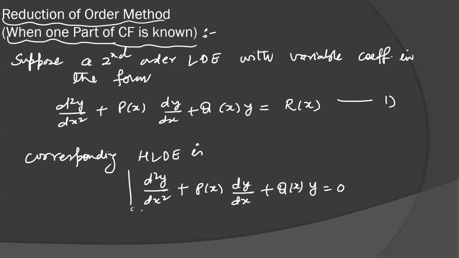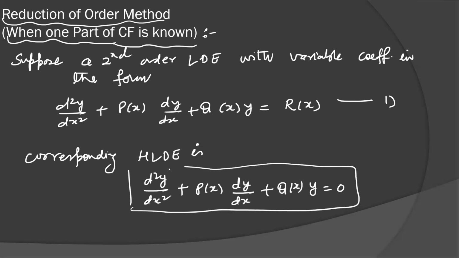And we are claiming that we know one part of CF of this. One part is known. This equation 2 has two parts in the complementary function and one part we know. So let's see what are some useful and easy cases when we know one part of CF. Let's see case 1.